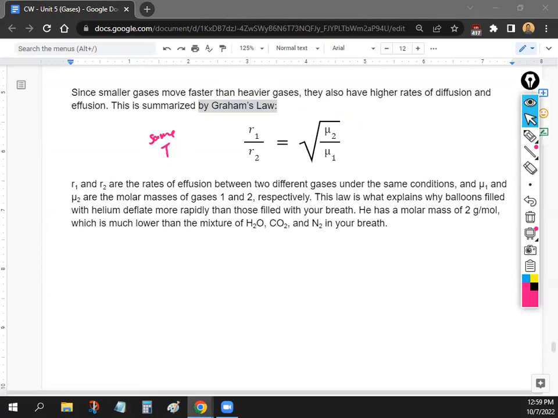I'll be honest with you, you don't use this formula very much. Maybe. Who knows what will be on the test? Yeah, mu is a molar mass.